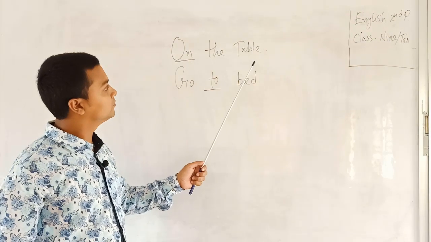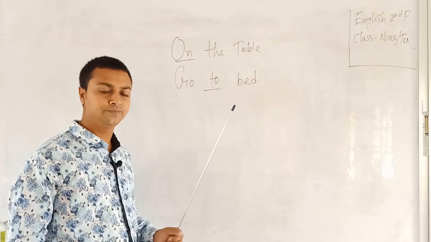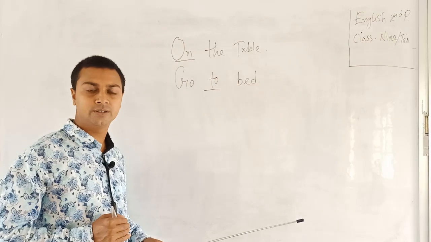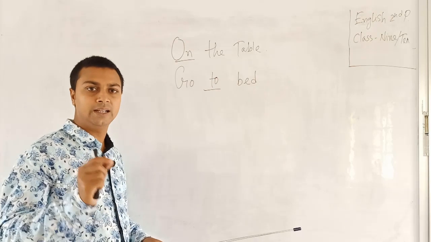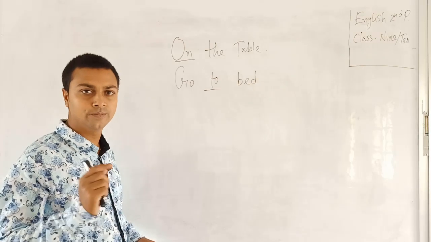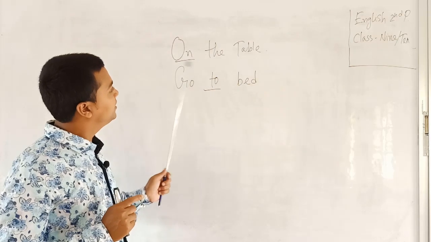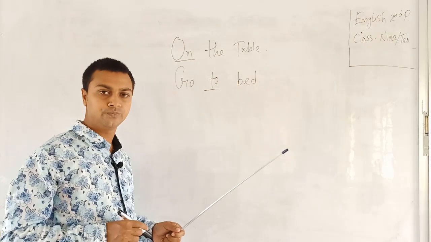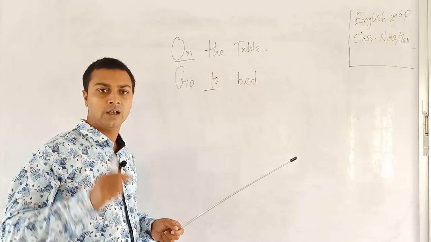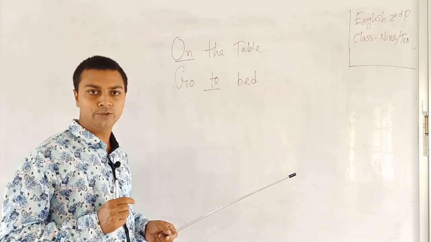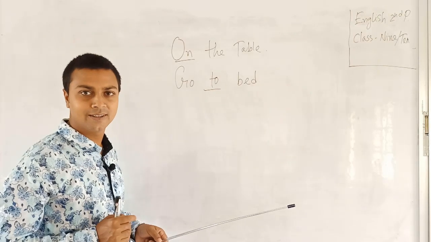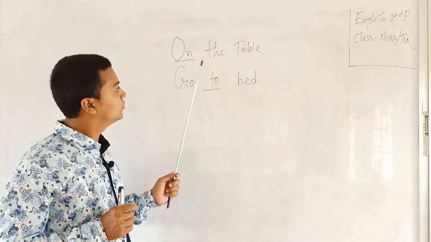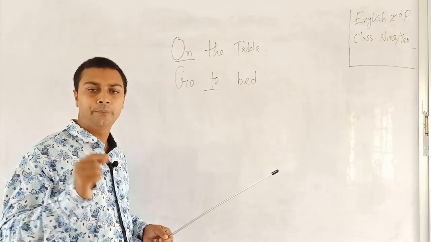So, dear students, I write here two sentences that you can see. Here I write: on the table, and go to bed. I know you already know clearly about the parts of speech. I underline "on the table" one and "go to bed" two. Those two words are which parts of speech? Okay, you're right. These two are prepositions.